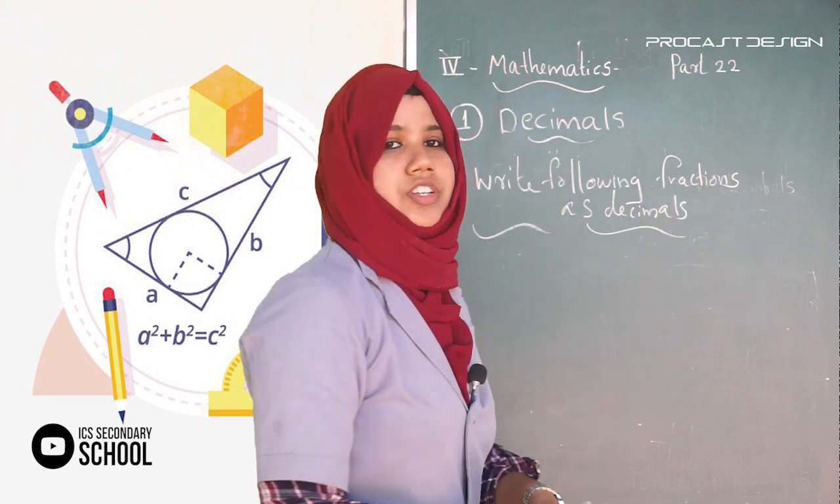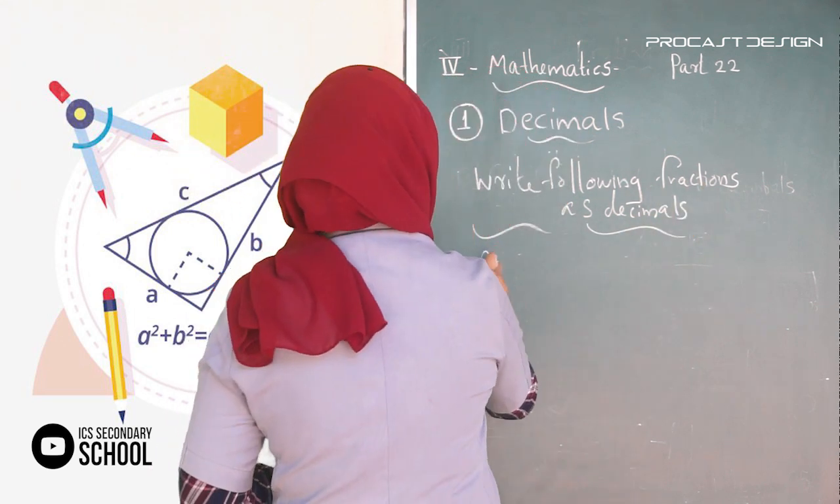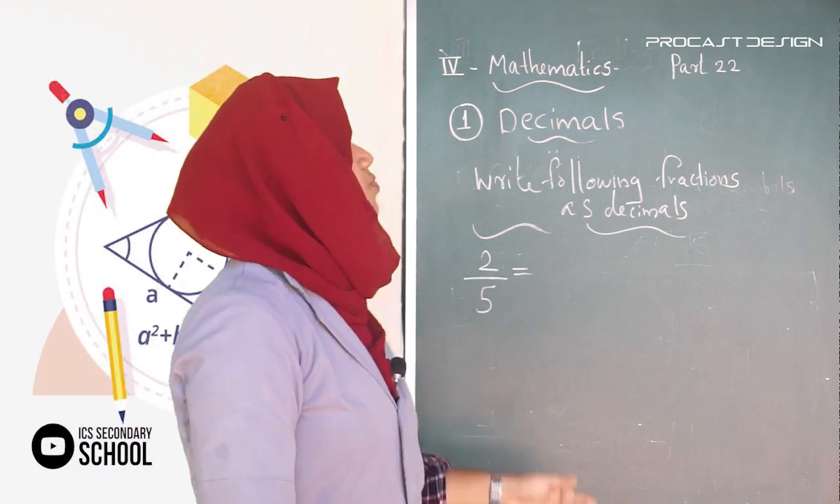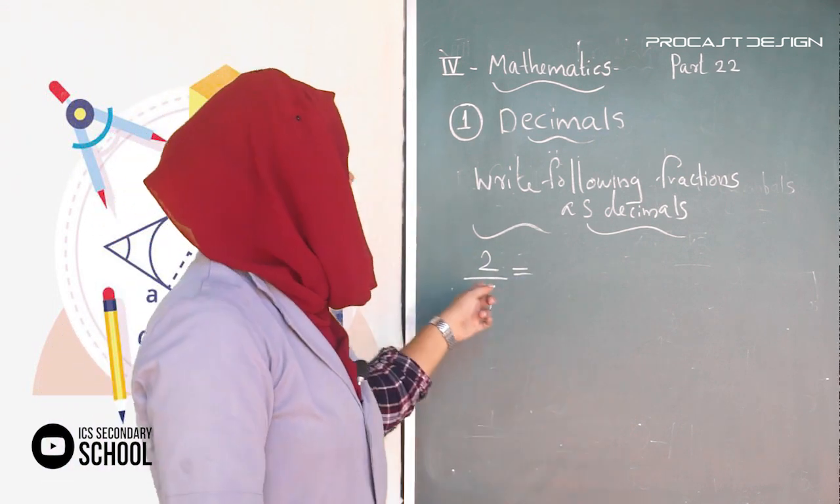Write the following fractions as decimals. The question is 2 by 5. This is your question. So how do we express this fraction as a decimal? Listen here, this is 2 by 5.